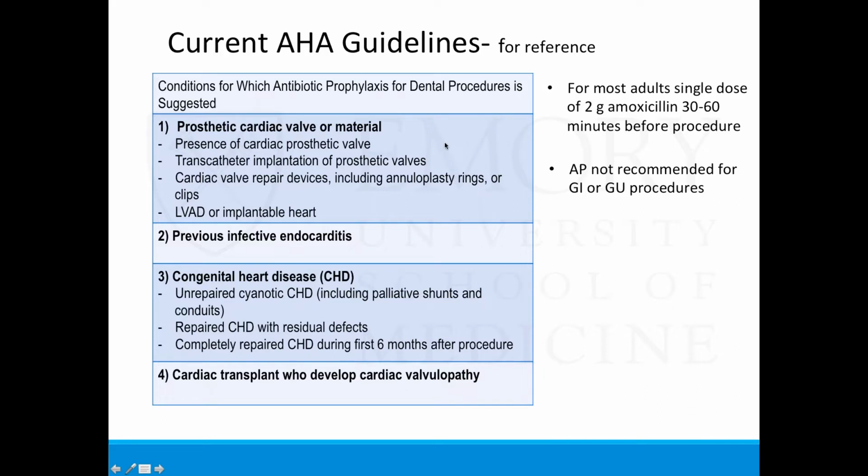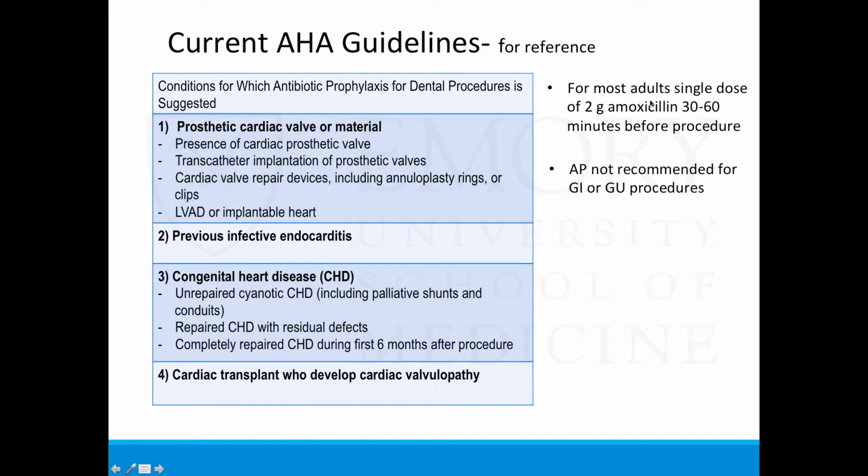But as for currently, the AHA recommends just giving antibiotic prophylaxis to these 4 very high risk groups of individuals with these cardiac conditions, namely prosthetic cardiac valves or material, people who've had previous infective endocarditis, those with congenital heart disease, but with these specific criteria that we'll talk about a little bit later, and also those who've undergone a cardiac transplant, where the transplanted heart has issues with its valves. They also need prophylaxis for the current guidelines.